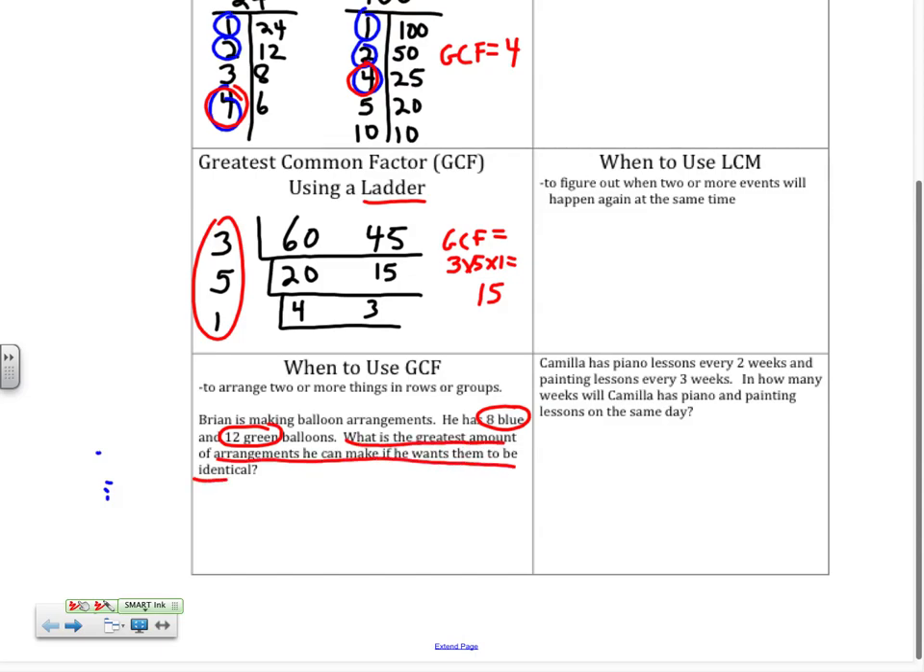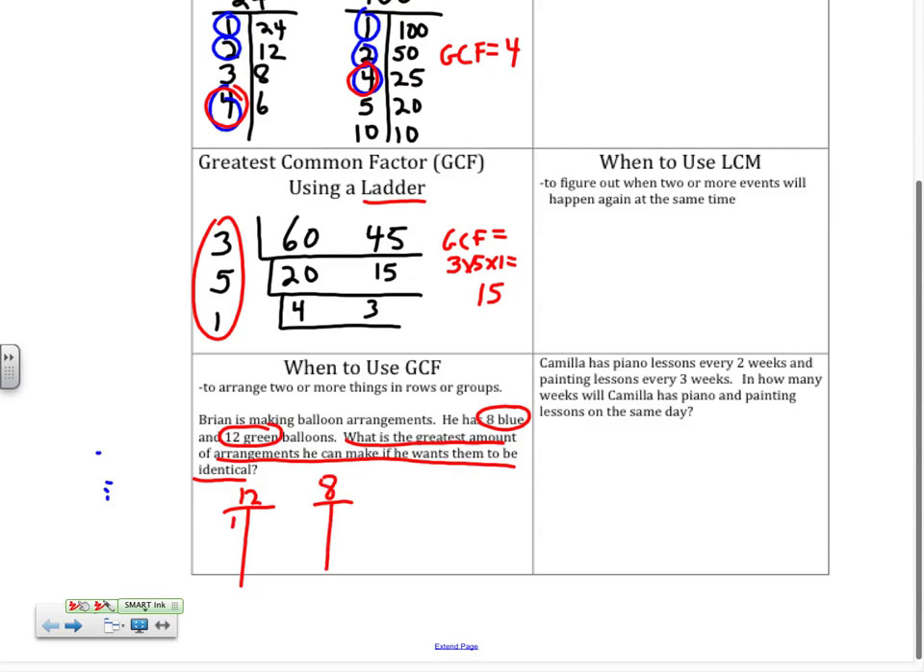Let's underline the information we need to find. And the groups have to be identical. So in this case, I need to find the greatest common factor. I'm going to make a T-chart, and I'm going to tell you why as we're going through it. So let's make the factors of 12 and the factors of 8.